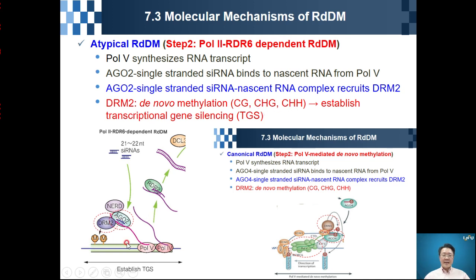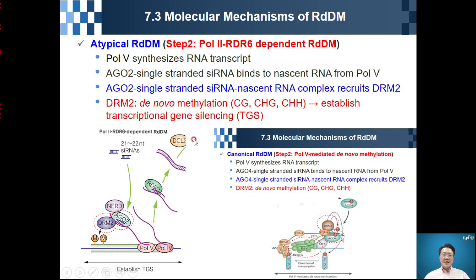After that, this DNA strand becomes methylated, so we call it RdDM. So this region is methylated. For example, RNA polymerase 2 cannot bind to this region. So it means that it can induce transcriptional gene silencing, because RNA polymerase 2 cannot bind here, so it will not initiate transcription. That's why we call it establishing transcriptional gene silencing.